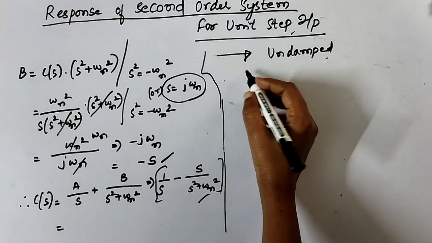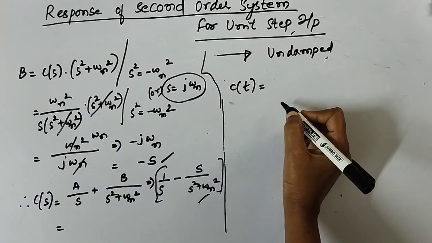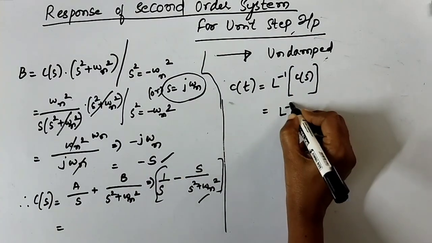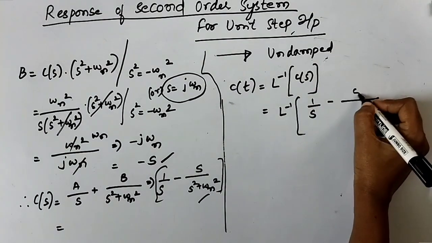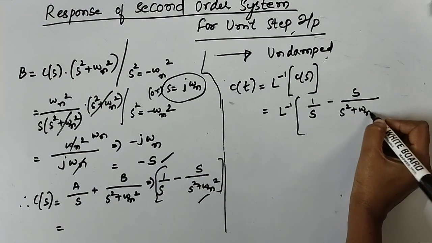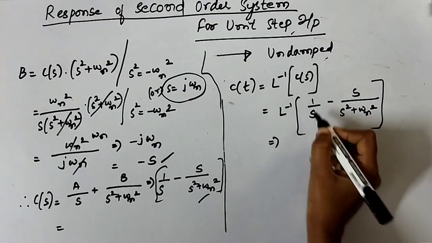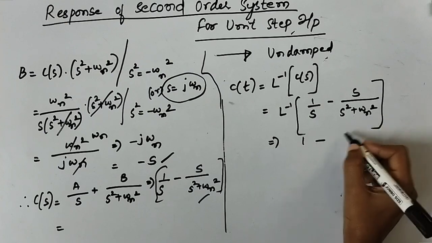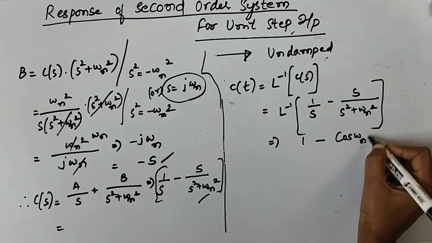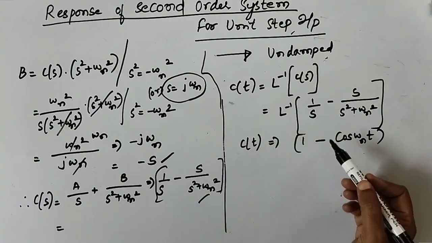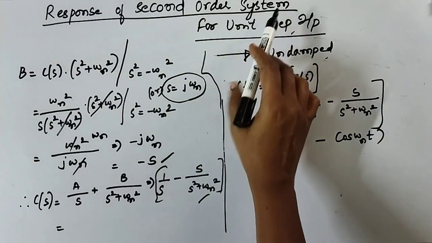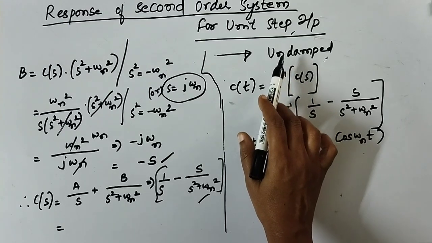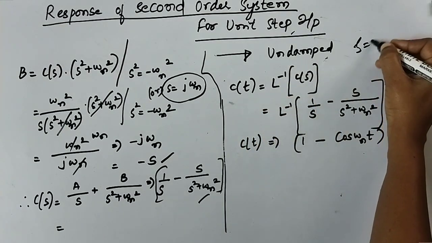Now from this, c(t) equal to time domain response. For this you are supposed to find out Laplace inverse of C(s) equal to Laplace inverse of 1/s minus s/(s^2 + omega_n^2). This is nothing but Laplace inverse of 1/s is nothing but 1, minus Laplace inverse of s/(s^2 + omega_n^2) is cos omega_n t. So this is the response of second order system for unit step input, and that too where we are going for an undamped case where zeta is 0.